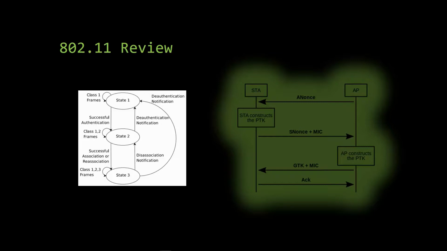On the right, we have a diagram of how the four-way handshake works for WPA2. So the access point starts out by sending the first message, and they exchange messages until the last one. And then at that point, the encrypted connection is complete and ready to go.